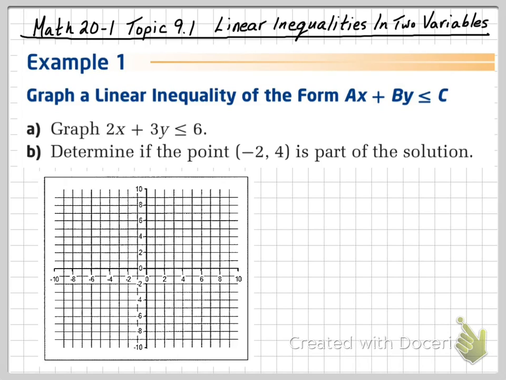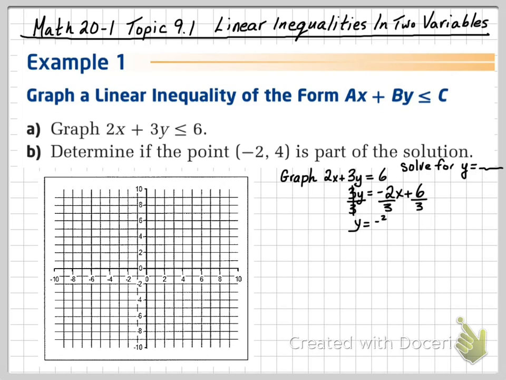In our first example, to graph 2x plus 3y is less than or equal to 6, we're going to rearrange that, and actually we're going to graph 2x plus 3y is equal to 6. That's going to be our starting point. To solve for y, subtracting 2x from both sides, 3y is going to be negative 2x plus 6, and then dividing everything by 3, we get y is equal to negative 2/3 x plus 2.